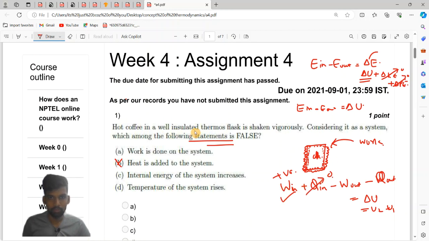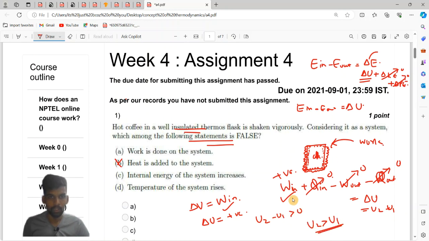Q in is 0, because the system is well insulated. And the system is not doing any work on the surroundings, so W out will be 0, and Q out is also 0. So delta U is W in, and it is positive. So delta U is positive, meaning U2 minus U1 is greater than 0. So U2 will be greater than U1, from which we can conclude that the internal energy of the system increases.